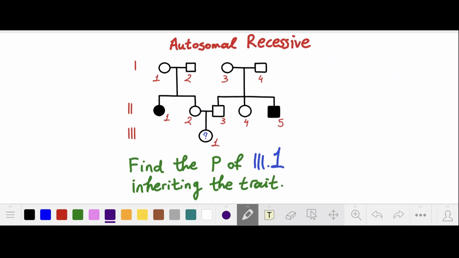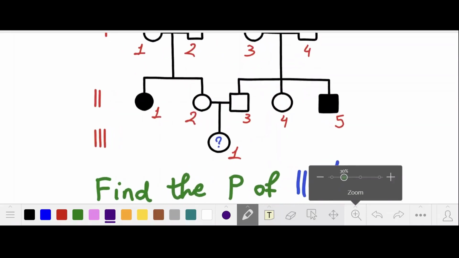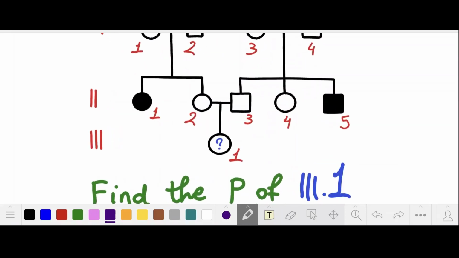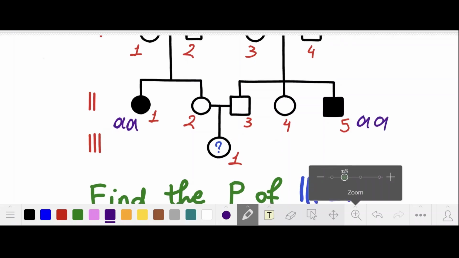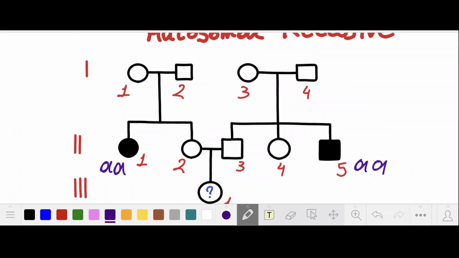In the next example, we have a pedigree and we study a trait that is inherited in an autosomal recessive way. The question is, what is the probability that the person 3.1 exhibits the trait? So we see that people 2.1 and 2.5 exhibit the trait, thus their genotype must be small case a, small case a. This means that all the people from the first generation have small case a in their genotype. However, none of them exhibits the trait, thus their final genotype must be capital A, small case a.